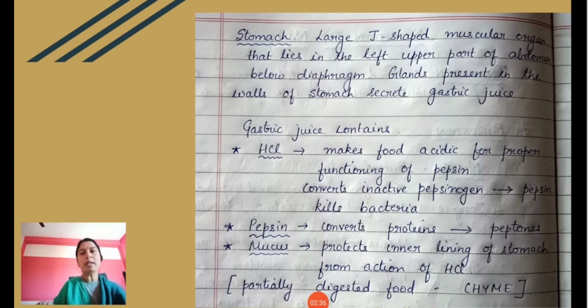So all these three components are termed the gastric juice, which is released by the glands of the stomach. Now the food here is again partially digested, and it is given a name called chyme. So the food after digestion in the stomach is termed chyme.